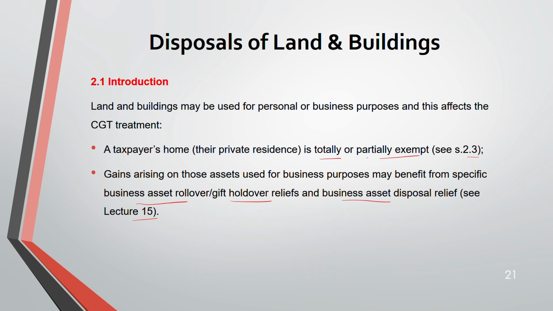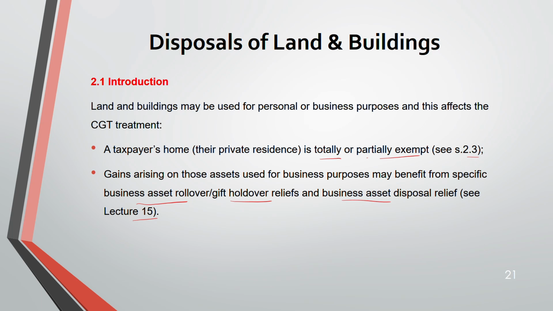And then the third one, business asset disposal relief. This is when you are selling a business asset, like this land and building used for business purpose. Here, rather than paying 20%, you pay 10% on all the gain. If it is treated as business asset disposal relief, you are paying a lower CGT rate, that is 10%.